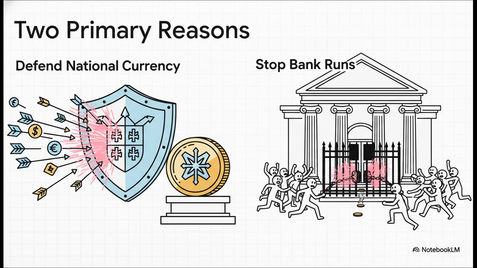First, they're trying to defend the national currency. If everyone is selling the local currency to buy dollars or euros, its value is going to plummet. These controls can slow that down. Second, they want to stop bank runs. In a panic, if everyone tries to pull their money out of the banks all at once, the entire system can collapse. Capital controls are a way to prevent that by slowing withdrawals down to a trickle.